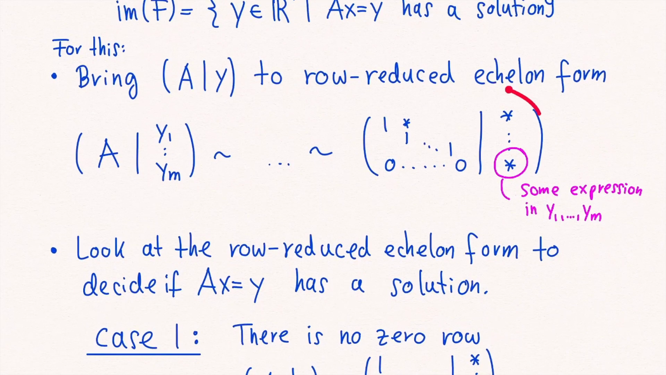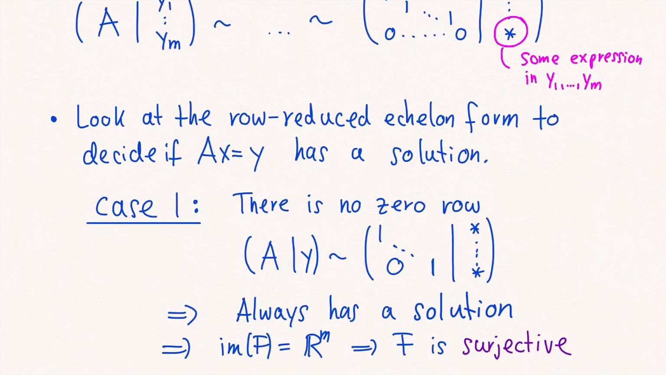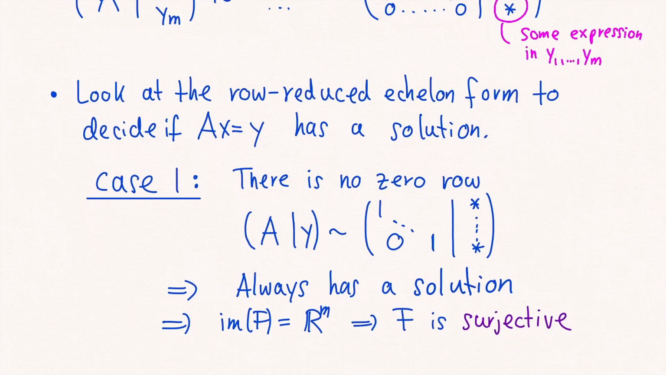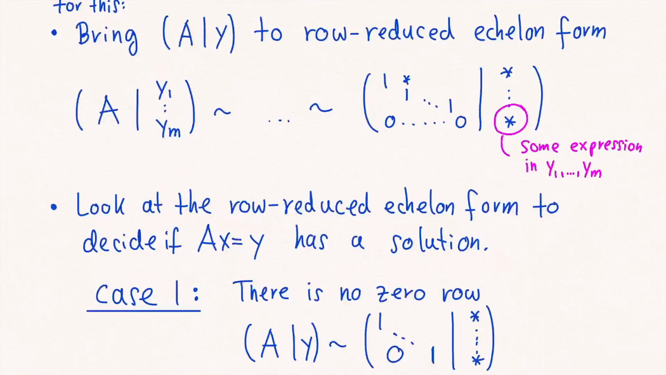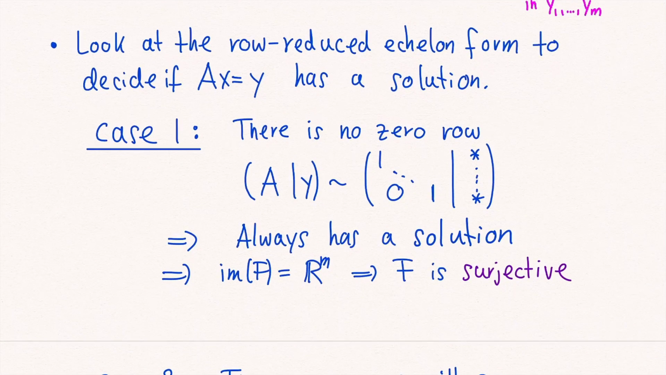And now, having this row-reduced echelon form, we can decide if we have a solution. One case is that in the row-reduced echelon form, we don't have any 0 rows. If there's no row on the left side which is completely 0, then each row contains one pivot element. This means that the corresponding linear system always has a solution. Therefore, for any y, this linear system has a solution, and every y in Rm is in the image. So the image is Rm, which means that F is surjective.